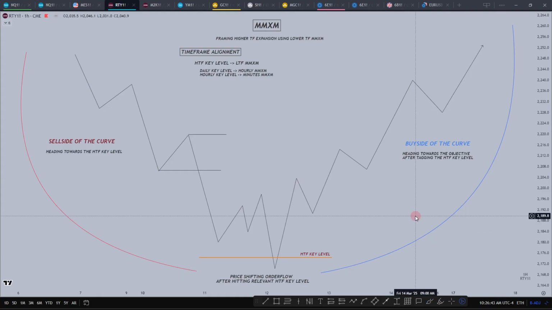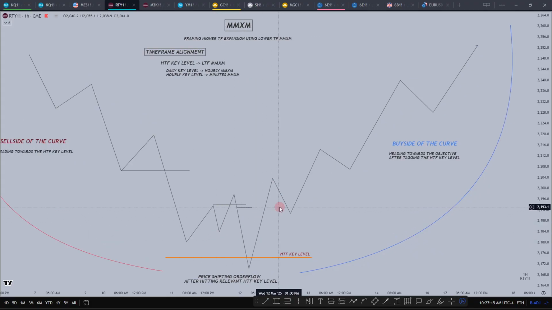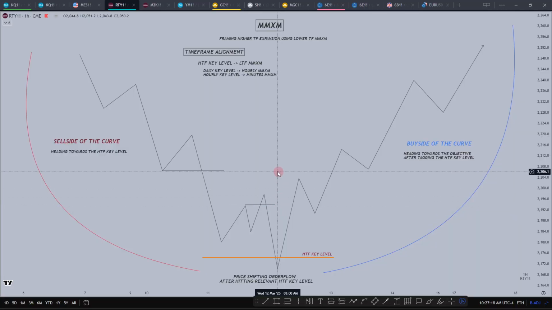That's how I use MMXM. I don't try to pick it here. I let it confirm. At this moment, I know price is already in the sell side of the curve and it hasn't rejected any low. So I am on the sell side of the curve and highs should be rejected. I will look to frame here. Relevant swing manipulation. Framing high time frame candles expanding towards the draw. Same thing again and again towards the objective. Relevant opposing swing. Nice.